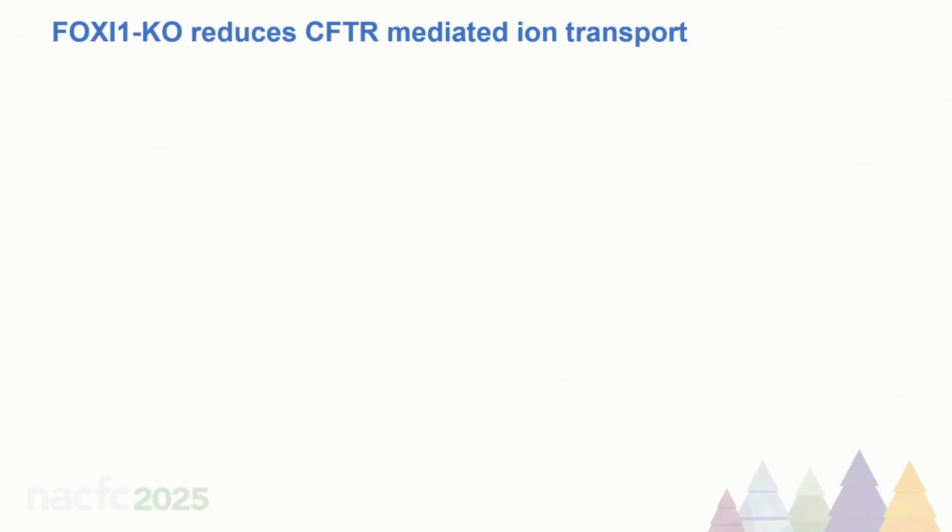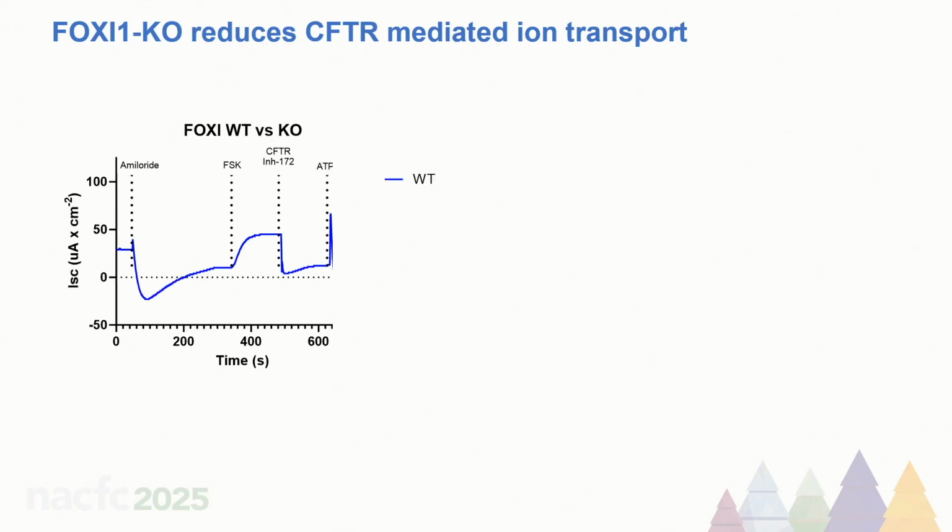So having done these basic characterizations, the thing we want to know is, okay, if we knock out FOXI1, what effect, if any, does that have on CFTR-mediated ion transport? So we did Ussing chamber studies. I will say these are symmetric chloride buffer conditions with our wild type and our knockout line. With our wild type line, we saw a good, decent ENaC response, and a good forskolin response to CFTR inhibitor 172.